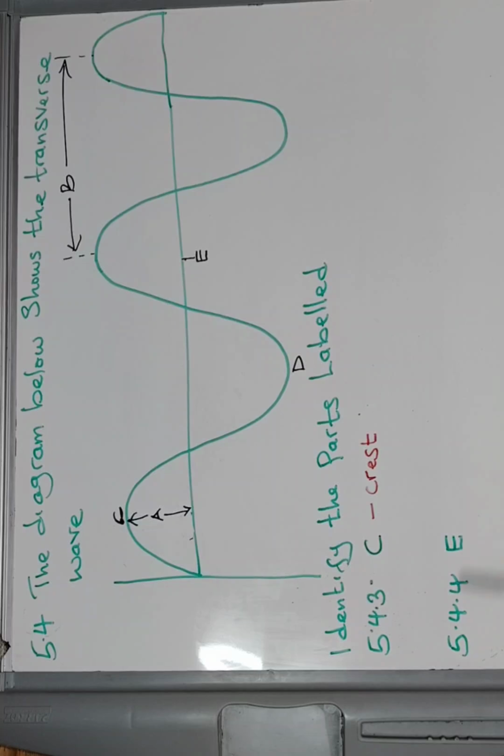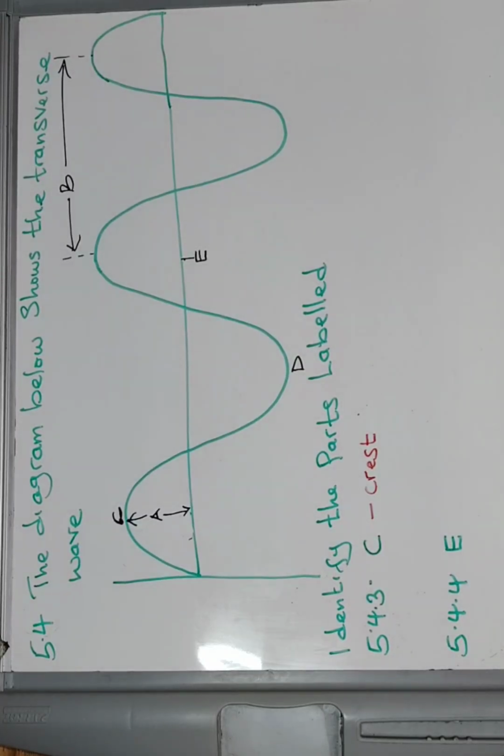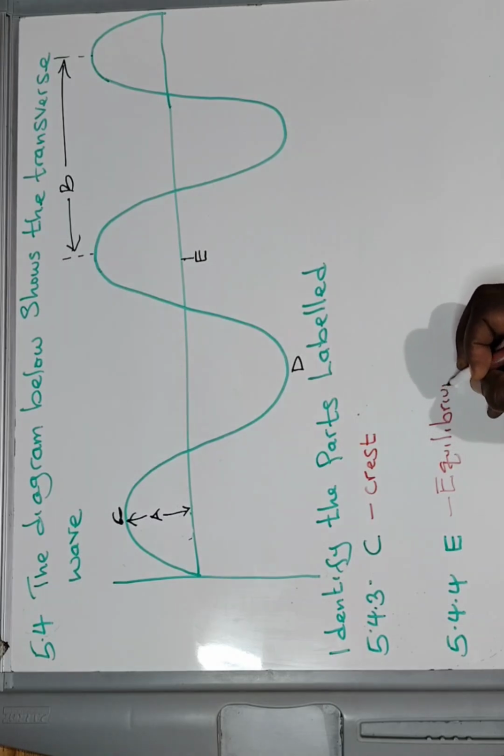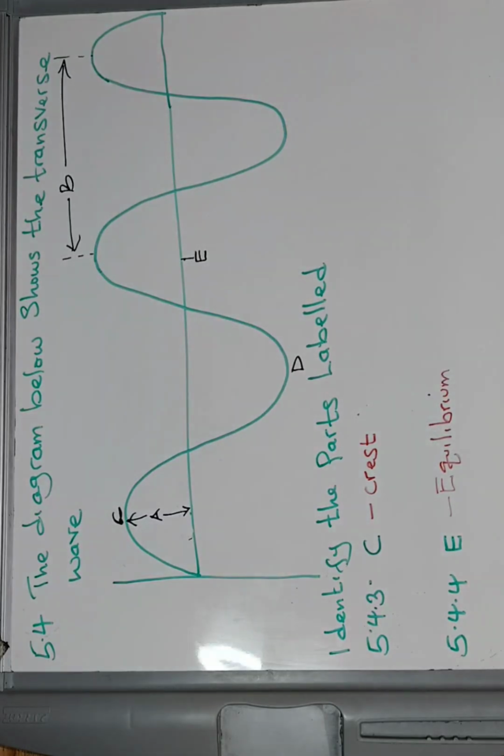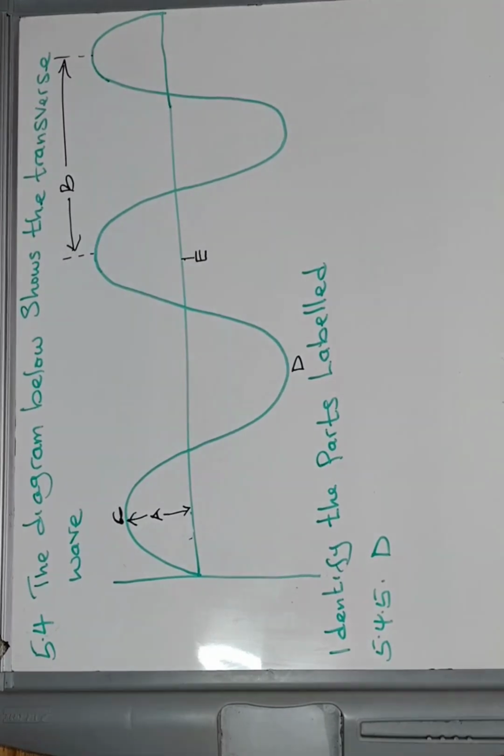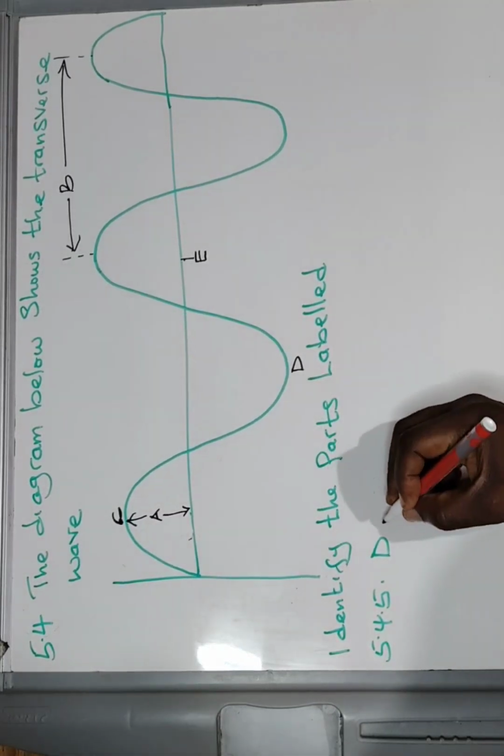And lastly, on this part, E. What does E represent? E represents equilibrium or rest position. Okay, oh, there is one part to cover. Let us look at that. So there we are. D. What does part D represent? Part D represents the trough.